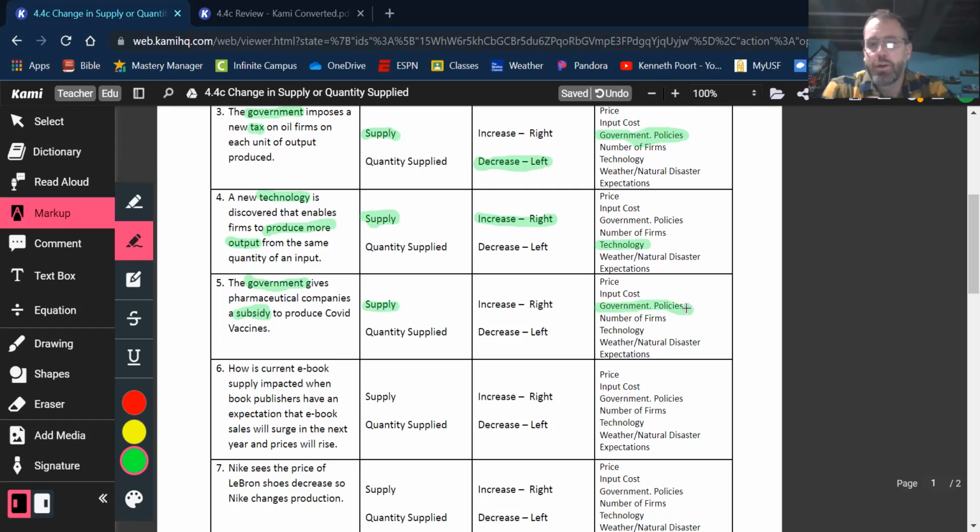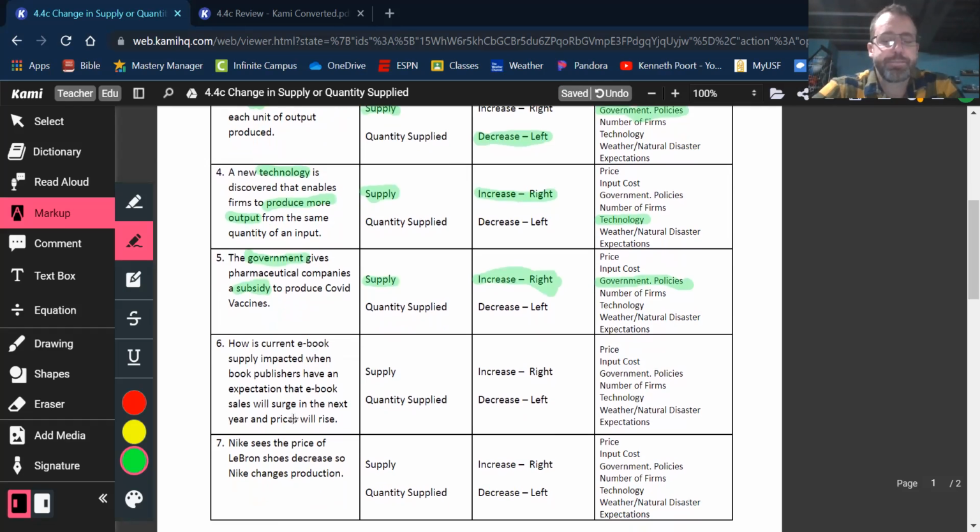So if I'm a business owner or producer and the government's giving me a subsidy, that means they're going to give me money to produce my products. Well, I'm going to increase my supply because I'm not paying for the cost to produce. So that's all profit in my pocket, what I sell. All right, so I'm going to explode the market with my products since it's not costing me anything.